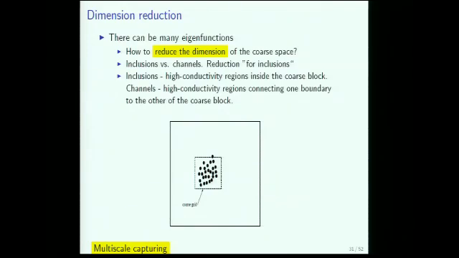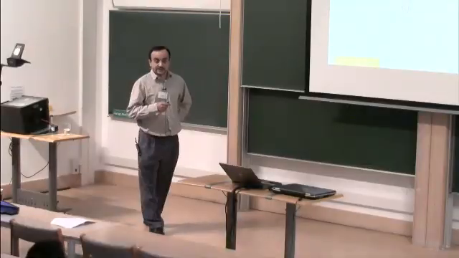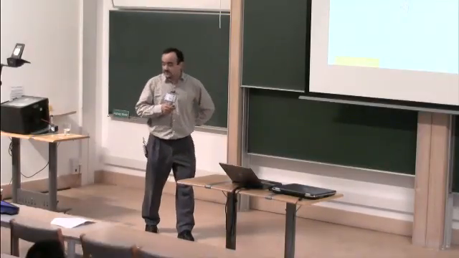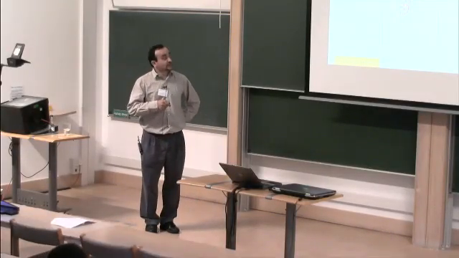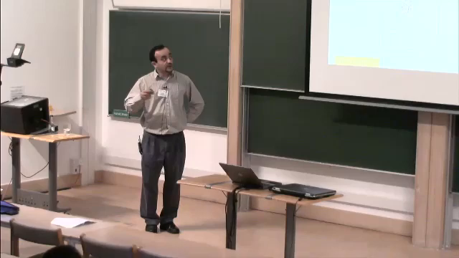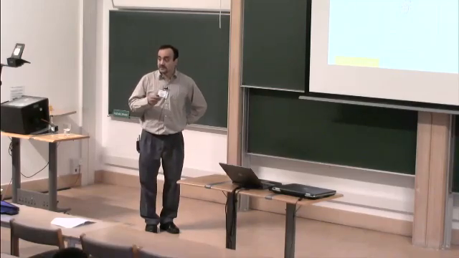Let's look at this example. This is my coarse grid, and within the coarse grid I have a lot of inclusions. Assume that the size of the inclusion is epsilon. The coarse grid size is capital H. Then the total number of inclusions will be H squared divided by epsilon squared. So for us this is infinity.